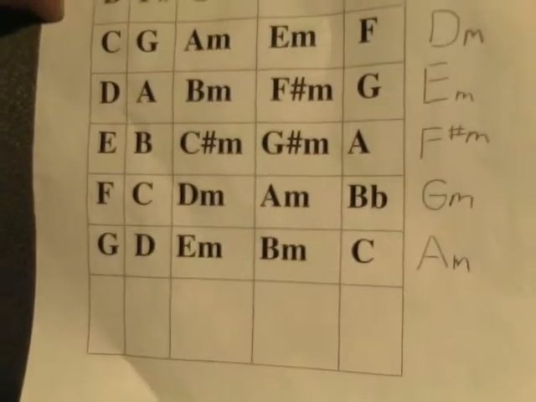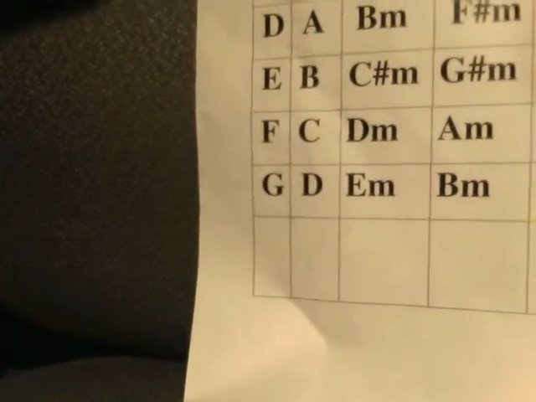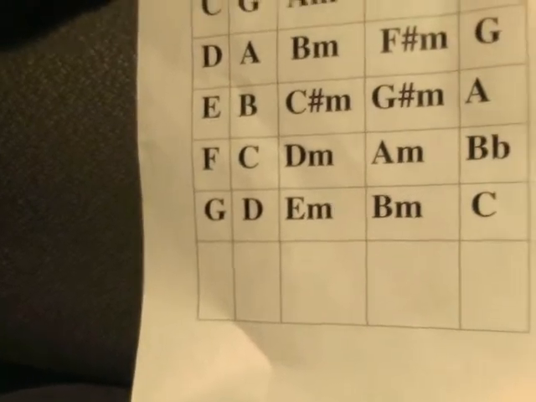Key of F: F, C, D minor, A minor, B flat or A sharp, and G minor. And then the key of G has G, D, E minor, B minor, C, and the circle of fifths says A minor. So it's kind of cool.